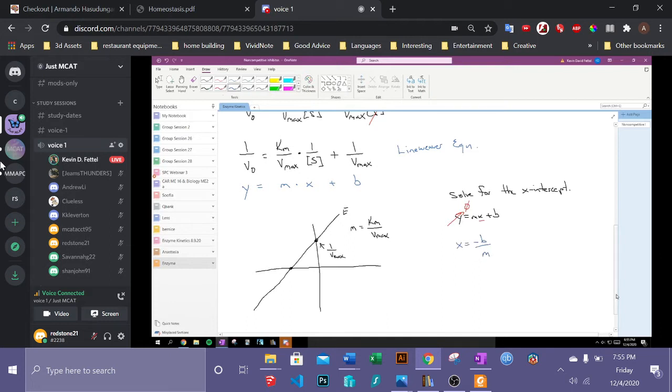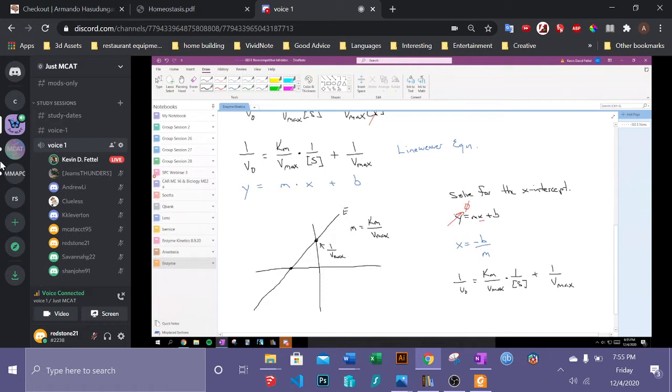So let's do that with that convoluted Lineweaver equation. Let me rewrite that real quick. 1 over v naught is equal to Km over v max times 1 over the substrate concentration plus 1 over v max. Okay, so that is in the same form. That is y equals mx plus b.